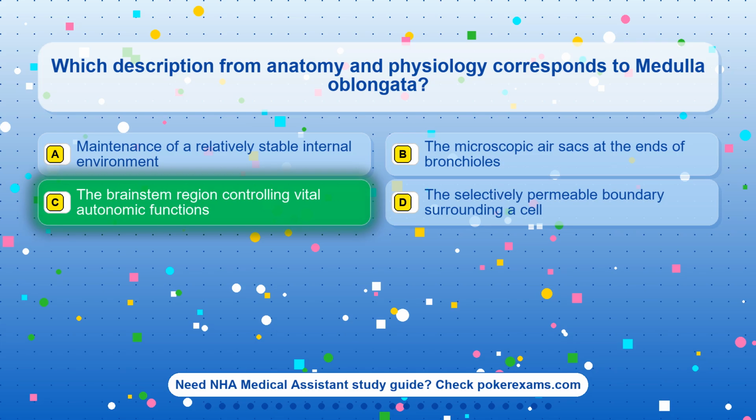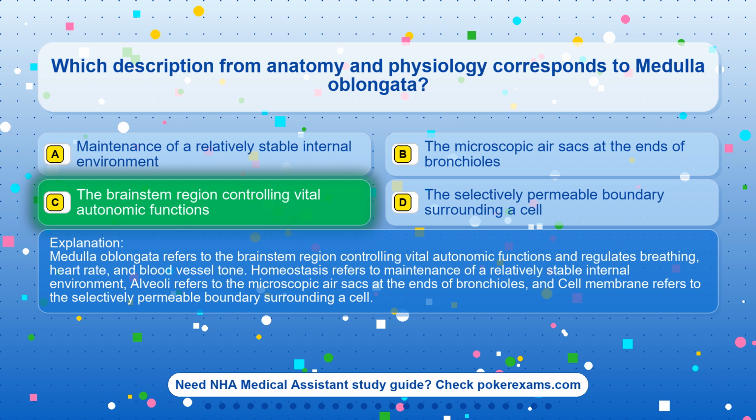The correct answer is option C. The brainstem region controlling vital autonomic functions. Medulla oblongata refers to the brainstem region controlling vital autonomic functions and regulates breathing, heart rate, and blood vessel tone. Homeostasis refers to maintenance of a relatively stable internal environment. Alveoli refers to the microscopic air sacs at the ends of bronchioles, and cell membrane refers to the selectively permeable boundary surrounding a cell.